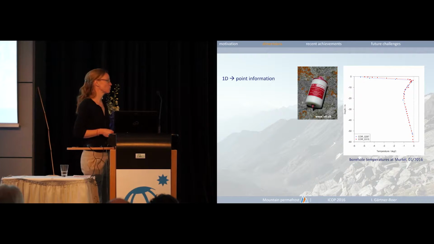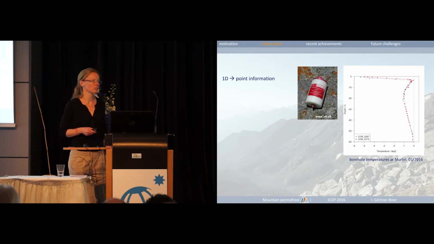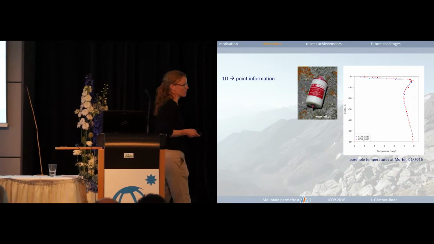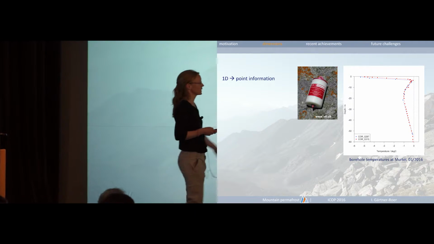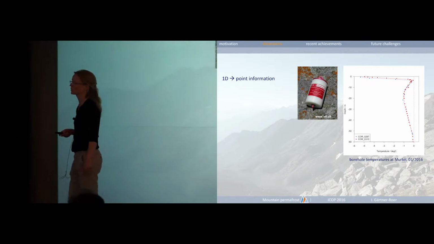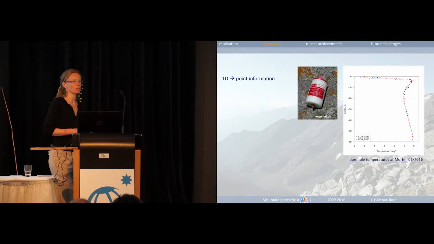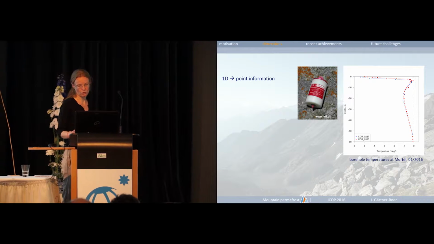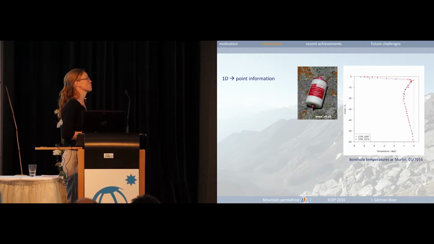So from 1D to 4D, I shortly want to go through this because we have different information from the ground. We have point information, we have snapshot information, like, for example, this borehole data that you see here on the right side from Rock Glacier Muragl. I will show that again later on. Or, for example, just one BTS measurement that can give us information on is there permafrost in the ground or not.